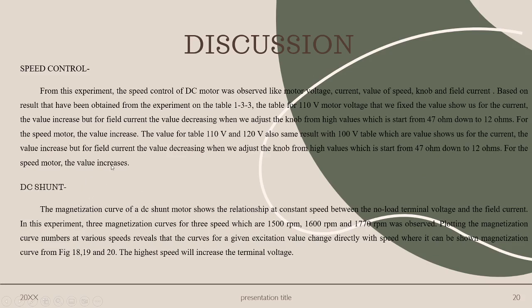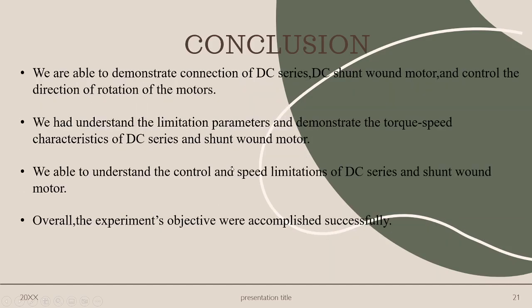And last, DC shunt. The magnetizing curve of a DC shunt motor shows the relationship at constant speed between the no-load terminal voltage and field current. In this experiment, three magnetization curves for three speeds, which are 1500 rpm, 1600 rpm, and 1770 rpm, were observed. Plotting the magnetizing curves at various speeds reveals that the curve for the generator excitation will change directly with speed, as can be shown in the magnetizing curve figure. The higher speed will increase the terminal voltage.